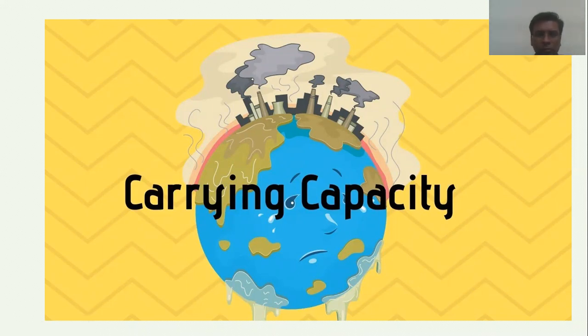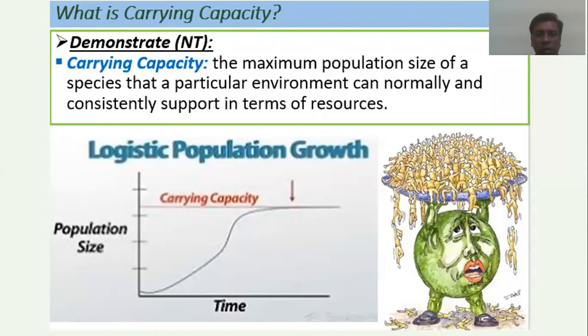Next topic, that is carrying capacity and services of an ecosystem. So what is carrying capacity? The carrying capacity is the maximum population of a species that a particular environment can normally and consistently support in terms of resources. For example, I will give you the detailed explanation.